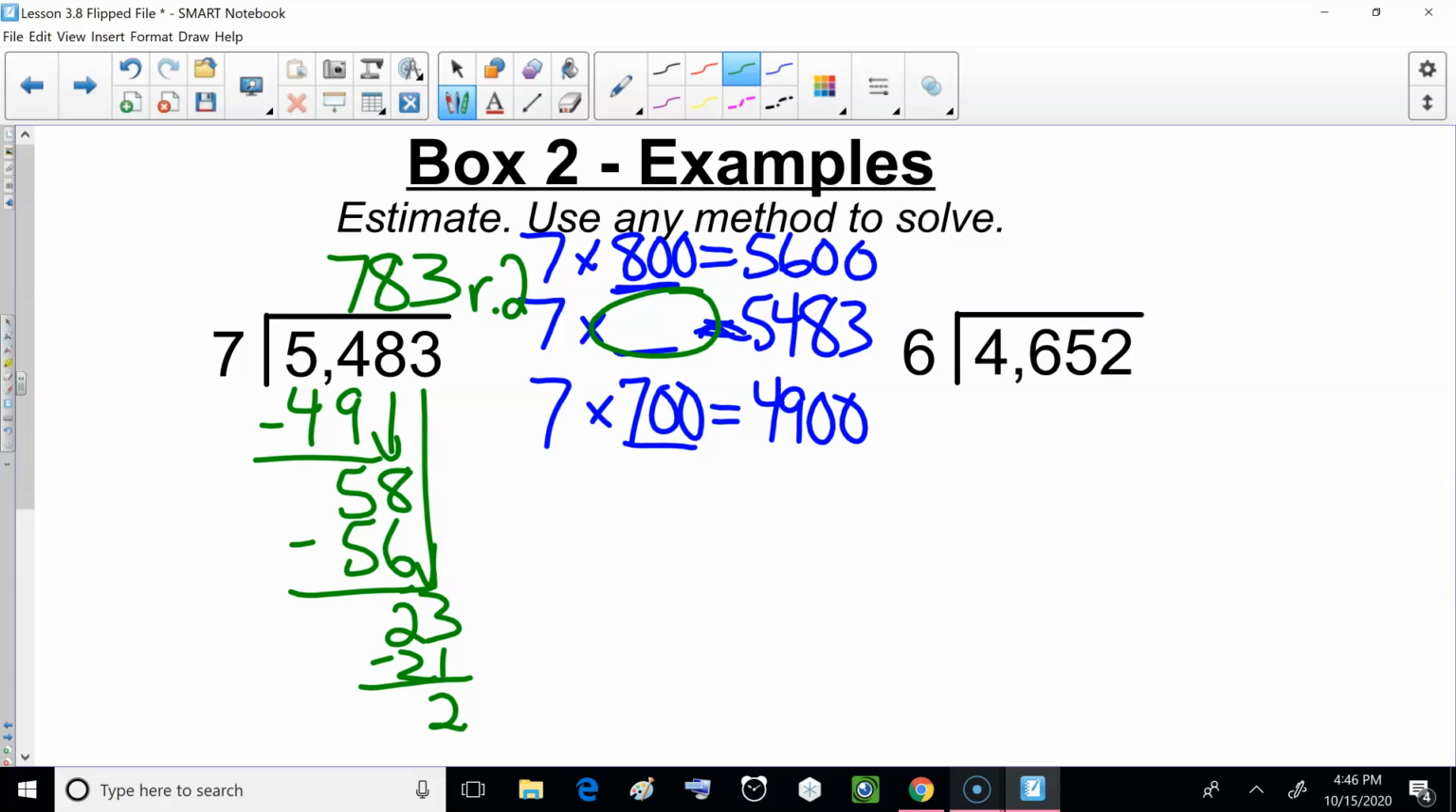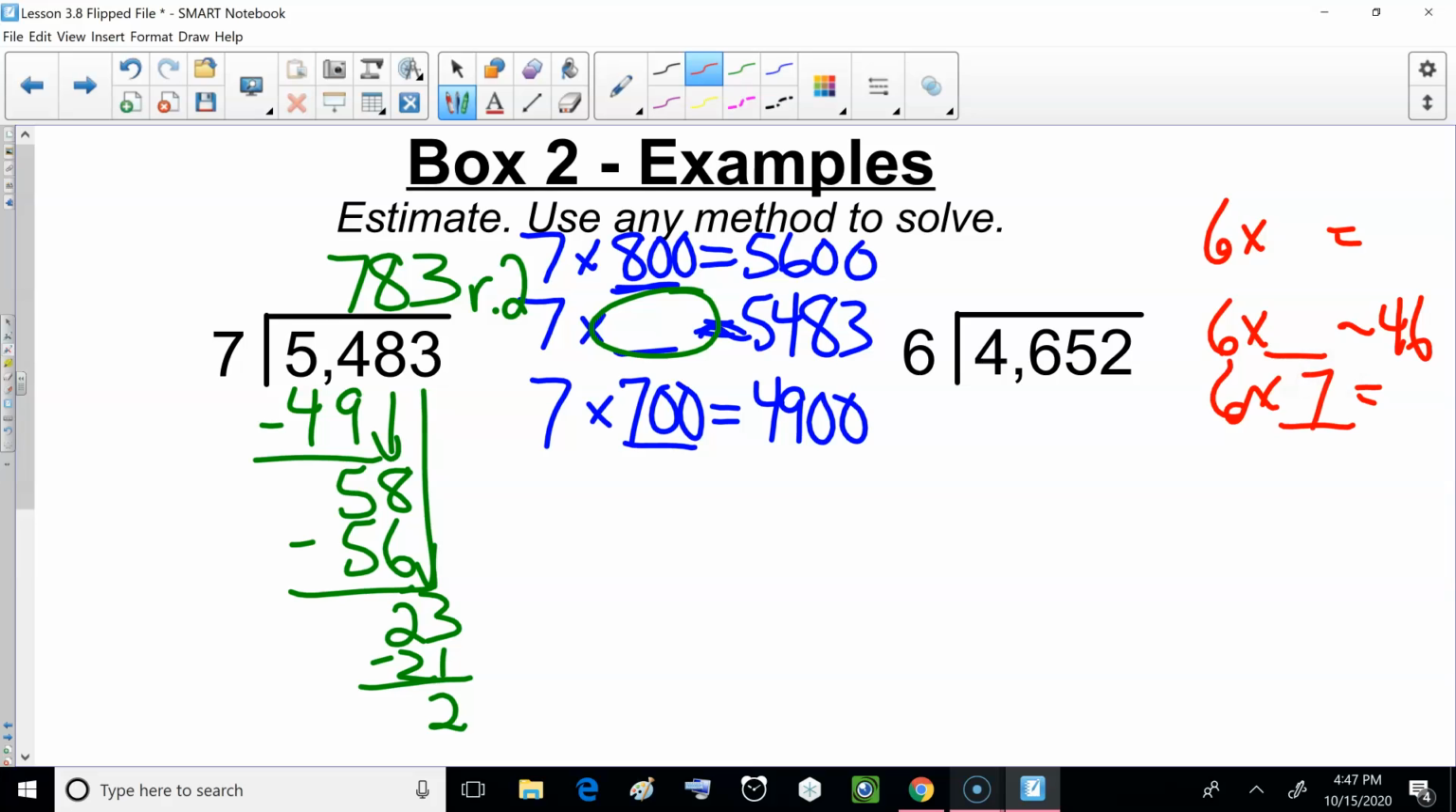So that's how you use estimation to help us figure out what we need to do here. Let's do the same thing with this problem. We're going to go 6 times something which is close to 46. 6 times something's going to be lower than that, and 6 times something's going to be higher than that. So we can sandwich 46 right in the middle. Let's see, if I look over here, 6 times 5 is 30, 6 times 6 is 36, 6 times 7 is 42.